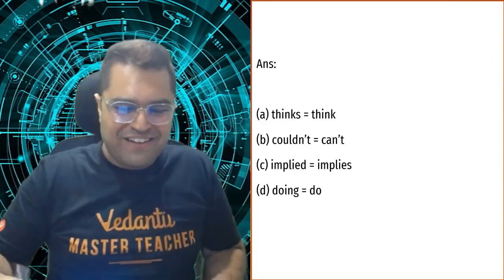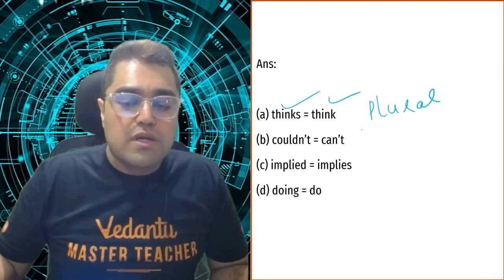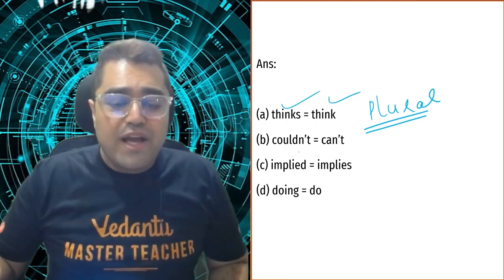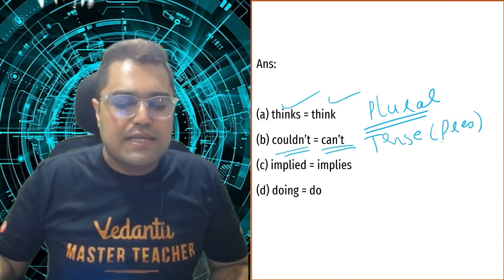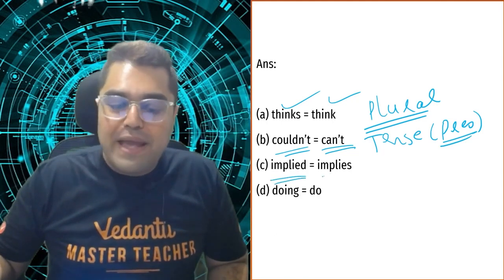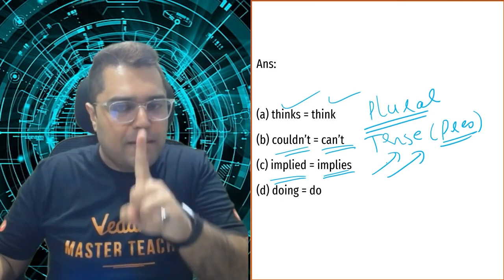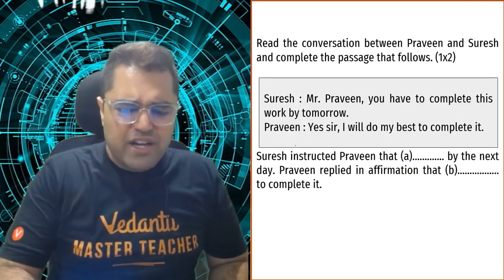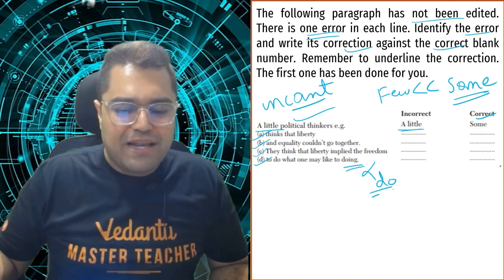Please compare. Here, not thinks but think, because the subject is plural. People, please refer to subject verb agreement. I'm sure that you know about it. Couldn't, no, can't, because the tense is present tense. Can't, cannot. Couldn't, past tense. Implied, no, implies, present tense. You have to remember your full paragraph has got to be in the same tense. People, please do not forget. And finally, not doing, do. Alright, so you cannot say what one may like to doing. No, what one may like to do.